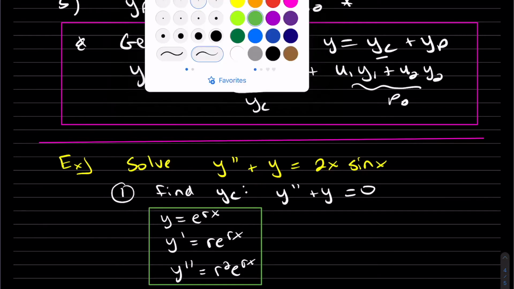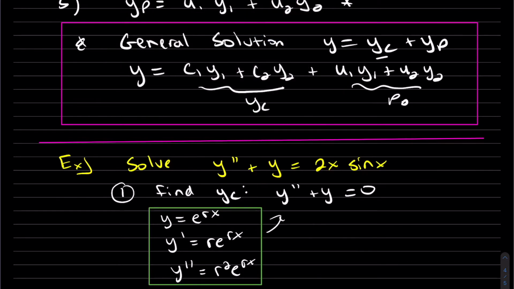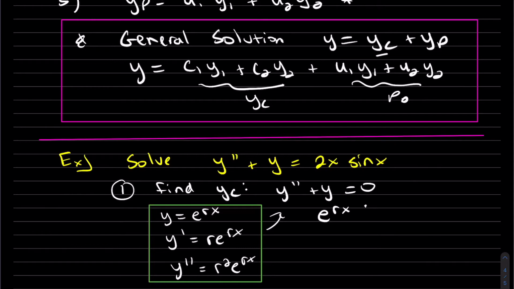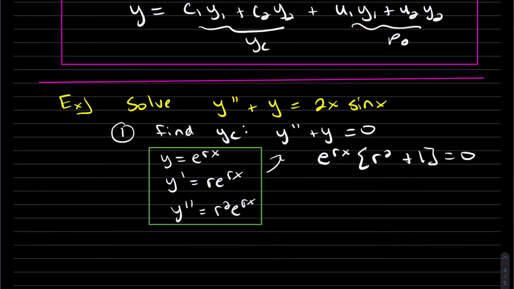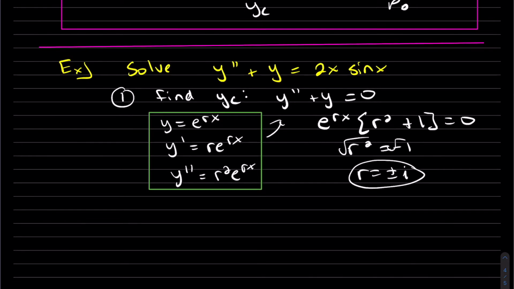So we're going to plug it into there. I'm going to go ahead and factor that out. We get r squared plus 1. So we can see r squared equals -1, r equals plus or minus i. That'll lead us to our fundamental set.